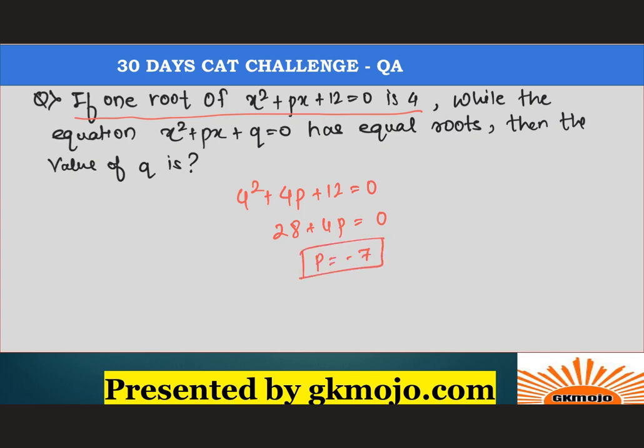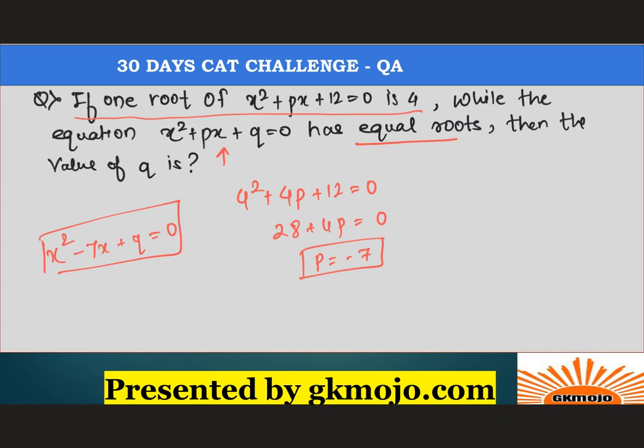Now we have got the value of p. You can place it over here now. So what it becomes? X square minus 7x plus q is equal to 0. Now this particular quadratic equation has equal roots. Now we come on to the second step. We know that it has equal roots.